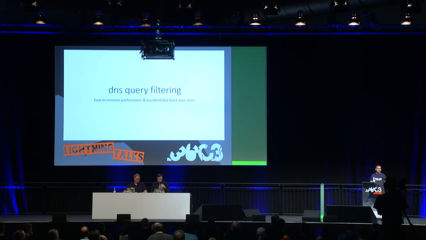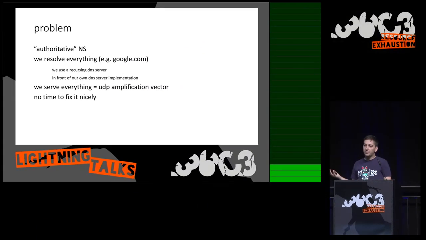Hello, I'm Heya Peter, and I'm going to talk about DNS query filtering, or how to increase your performance and accidentally block users. The problem we had was that we have an auto-iterative name server, which is actually two name servers. One is a recursive name server that's not our solution, and there is a solution that's ours, written by us, but it has to be complemented with a real and feature-complete recursive DNS server. But because we are using a recursive server, that means we serve everything, and because we serve everything, that's a great UDP amplification vector.